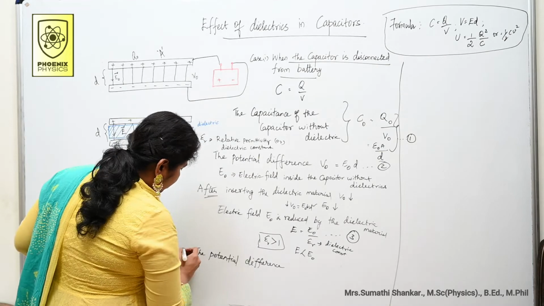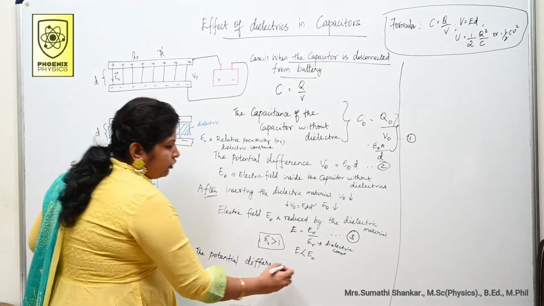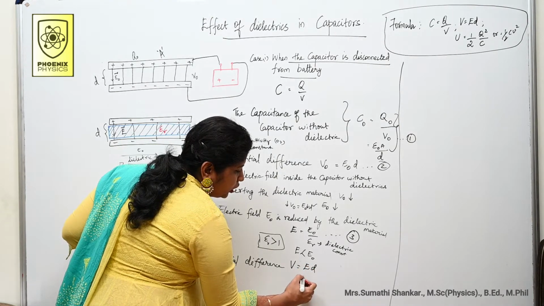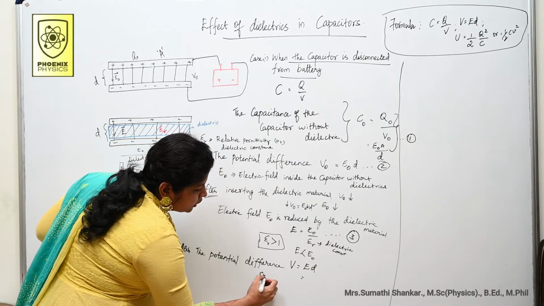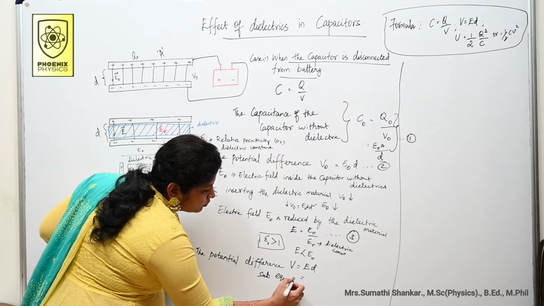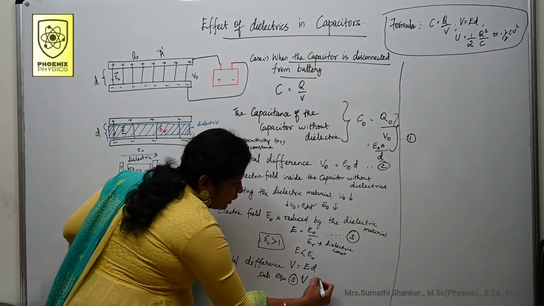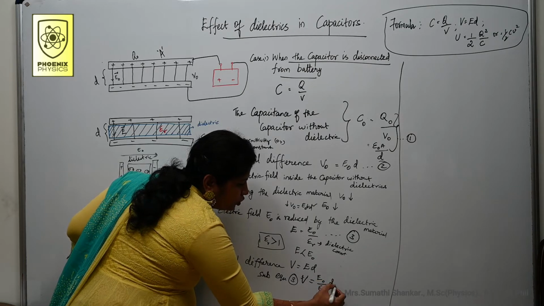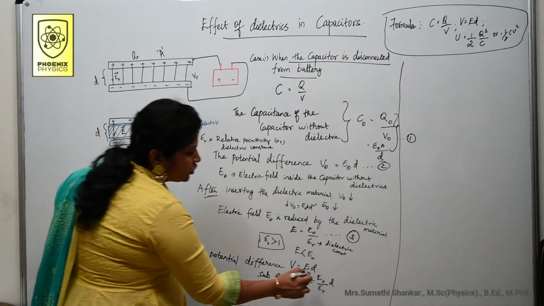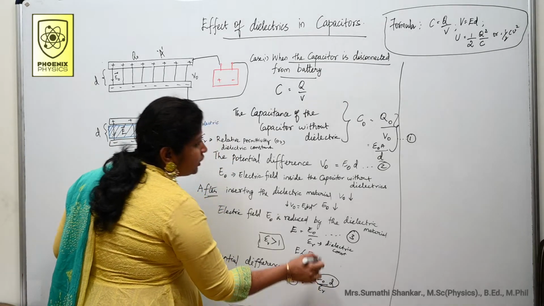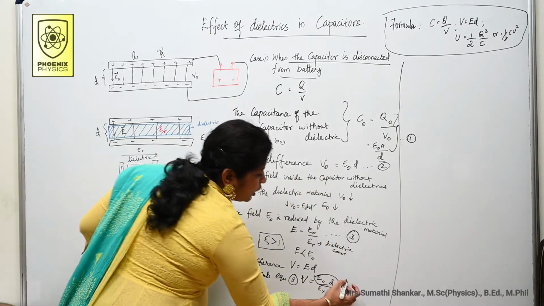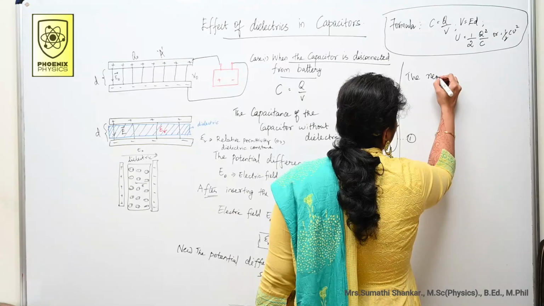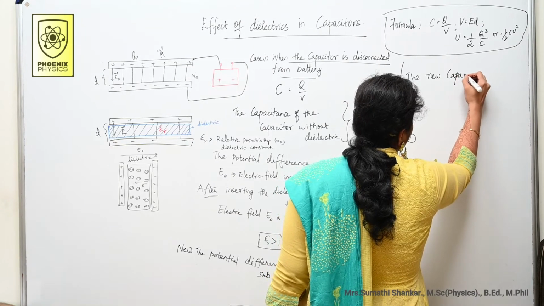So the new potential difference V is equal to E into D. Here substitute equation 3. V is equal to E naught divided by epsilon R into D. What is this E naught D? E naught D is nothing but V naught. So V is V naught divided by epsilon R. The new capacitance of the capacitor.